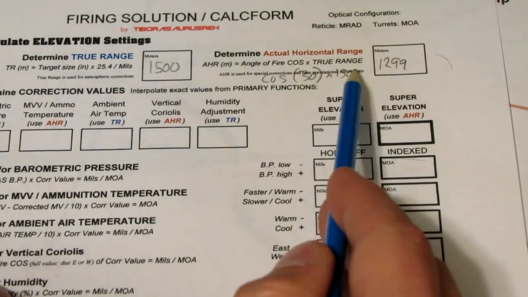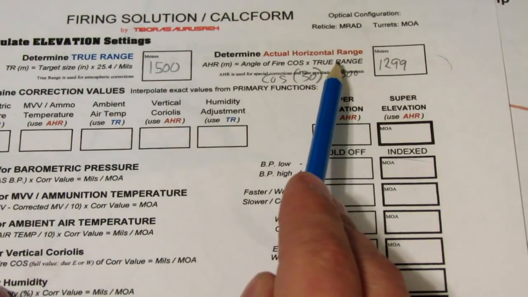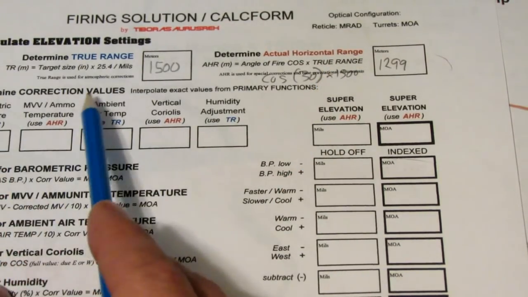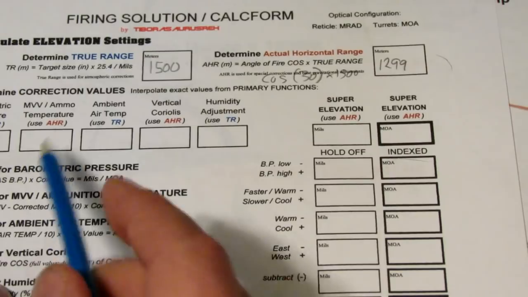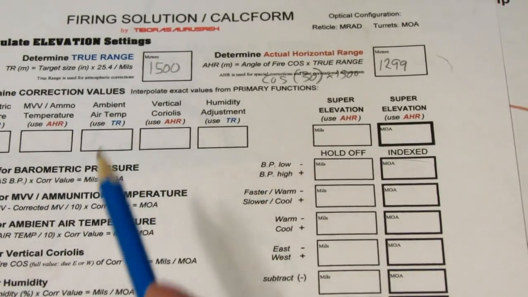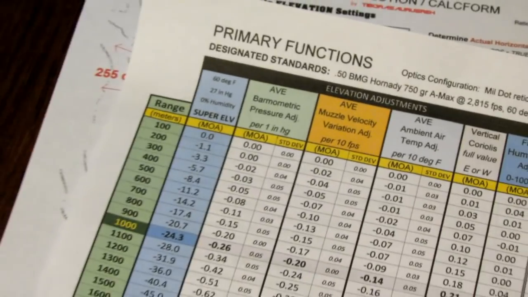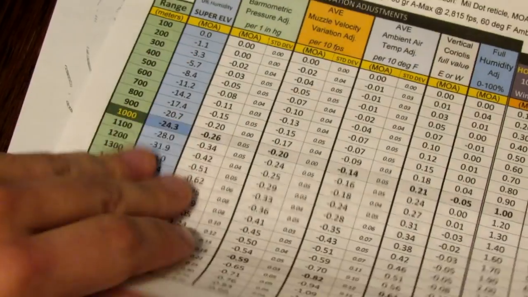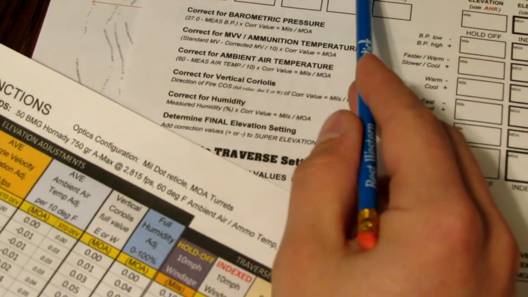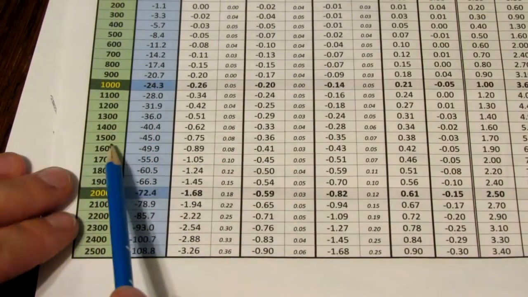Now that we have these two base criteria, we had to know our true range and our actual horizontal range if we want to determine our correction values. Now you're going to want to interpolate the exact values from your primary functions tables. If you don't remember how to do interpolation, what we mean is we're going to look up these correction values based on our ranges. So if our range is 1,500 meters, we're going to have to find 1,500 meters.